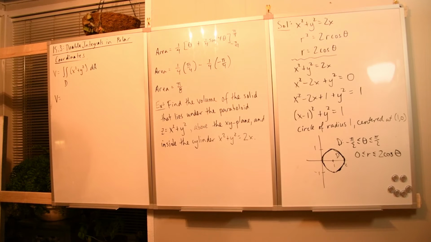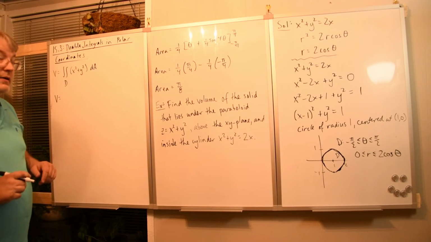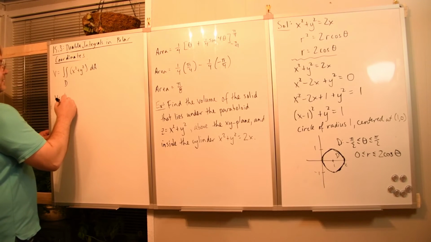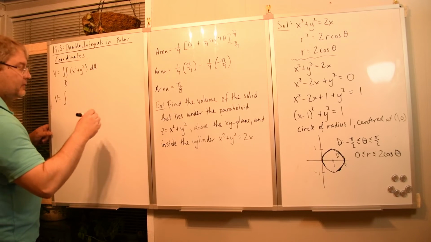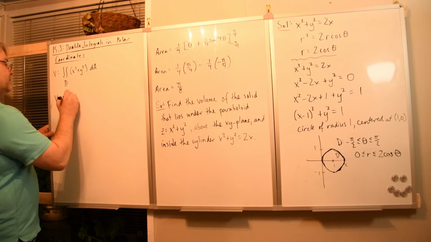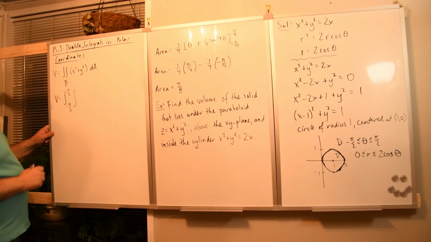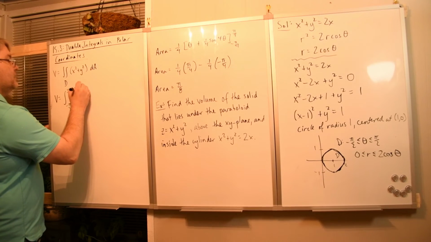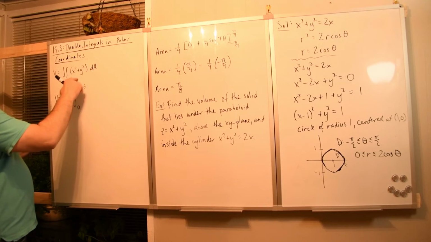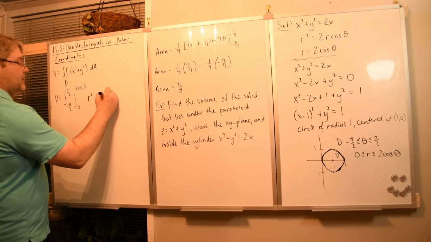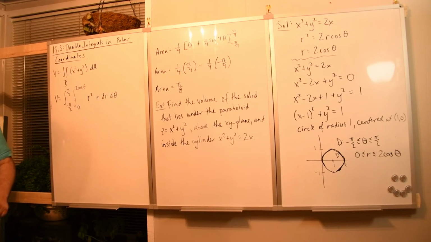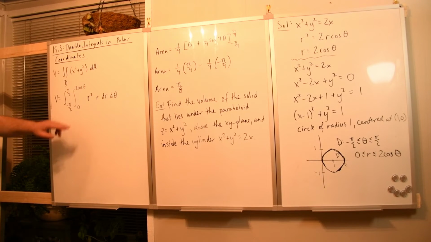What you have to keep in mind is that x squared plus y squared is the same thing as r squared. Also, dA is r dr d theta. Limits of integration, theta-wise, we've got negative pi over 2 to positive pi over 2. r-wise, we're going from 0 to 2 cosine theta. Once again, r squared times r dr d theta. Of course, r squared times r is the same thing as r cubed.